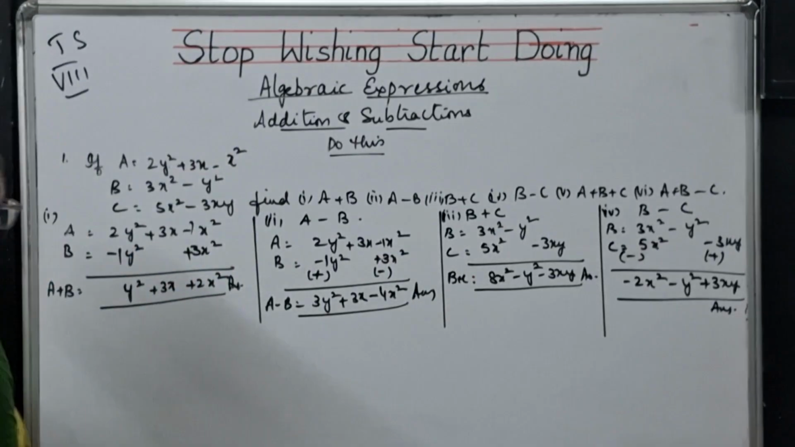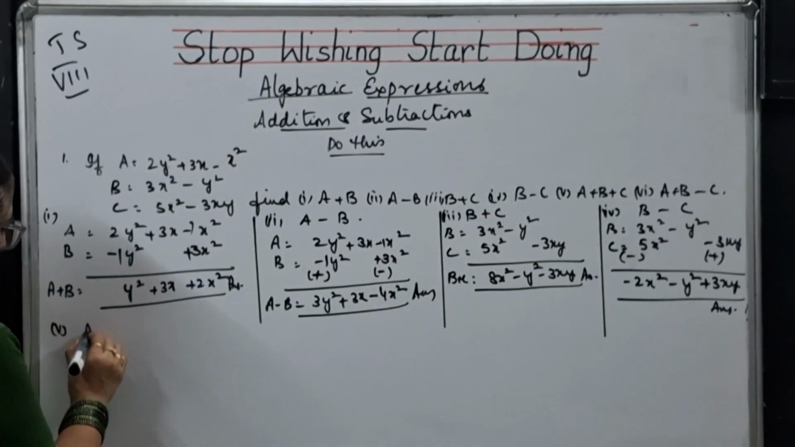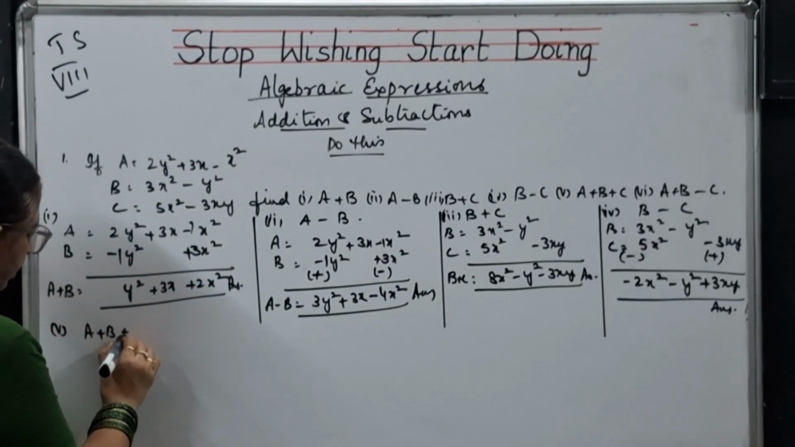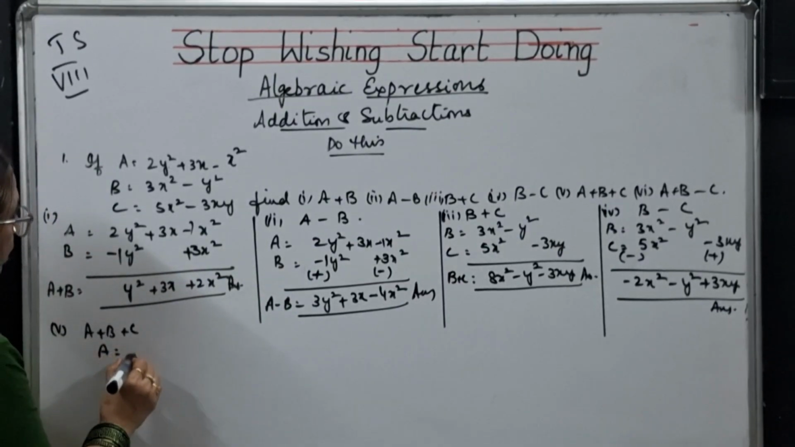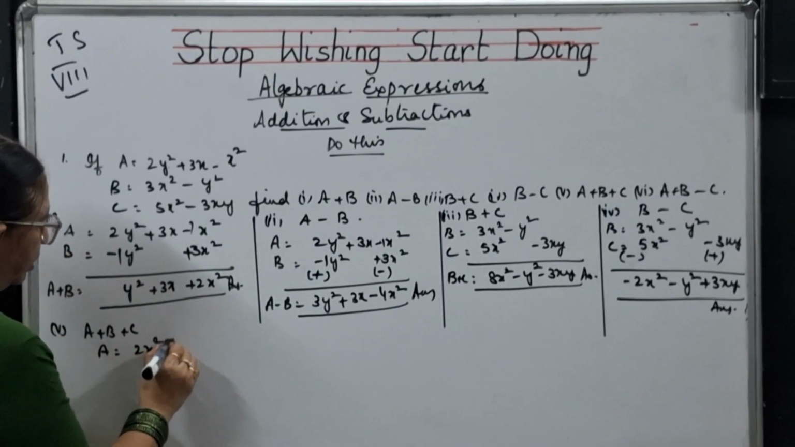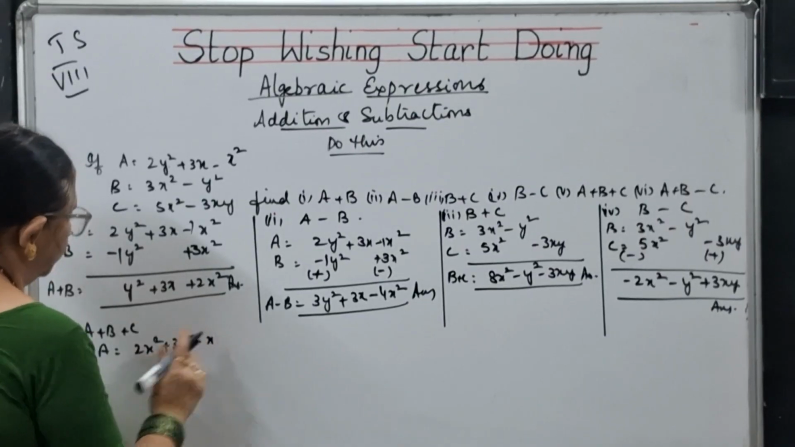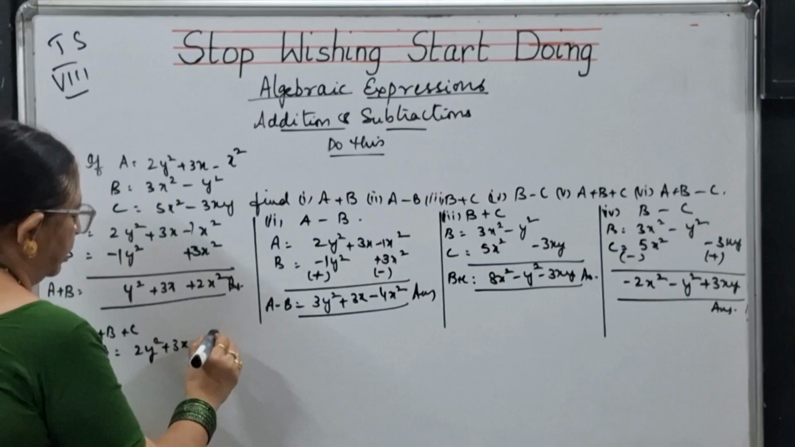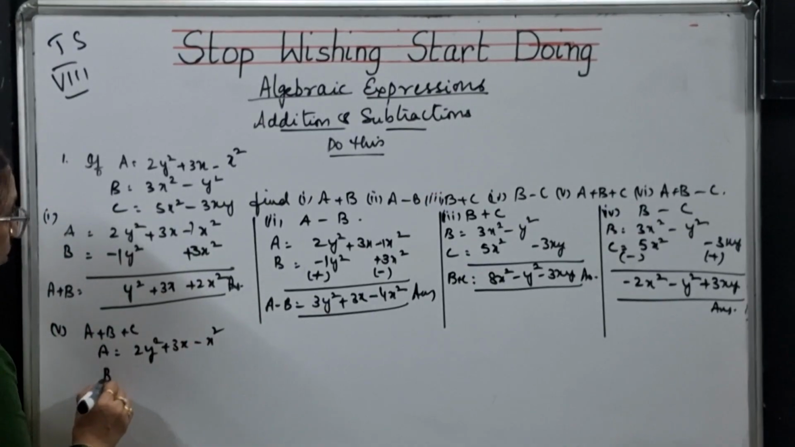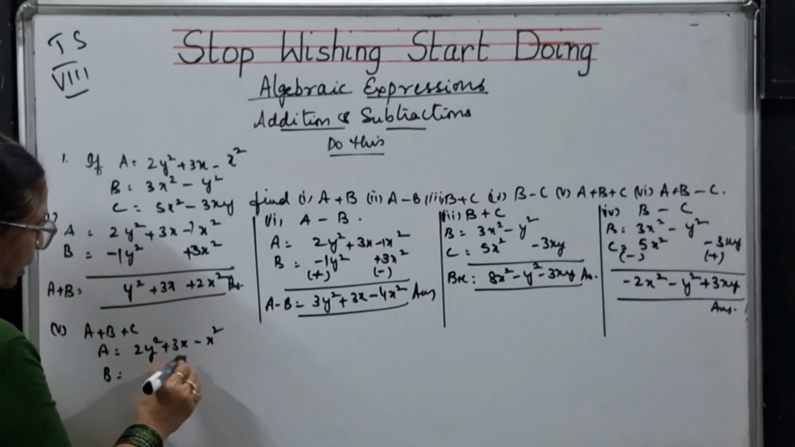Now let me go for the fifth bit, a plus b plus c. So what you have to do? Take a: 2y square plus 3x minus x square, and b is 3x square.